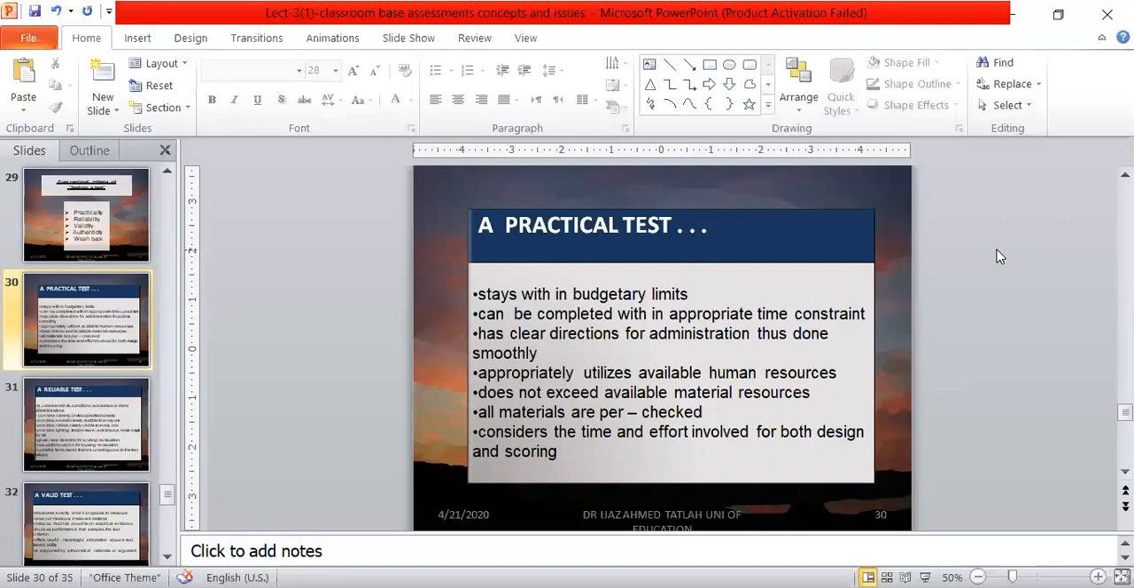It does not exceed available material resources. Being practical is its major feature. All materials are pre-checked. Considers the time and effort involved for both design and scoring. So both of these components are part and parcel of this test. That is why it is known as practical test.